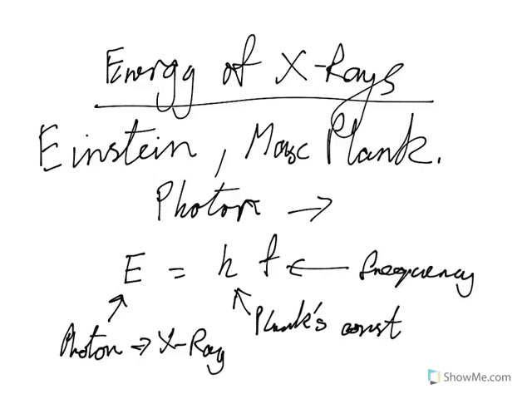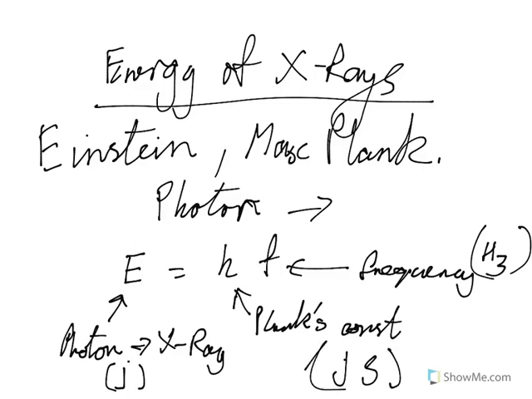Now, in this particular case, we're always going to use the Joule second version of the Planck's constant, because the frequency is in Hertz, all right? And the photon energy is in Joules. So we want the Joule second version of Planck's constant.